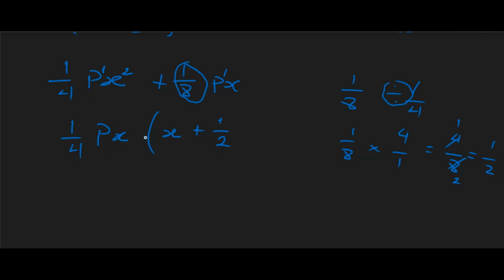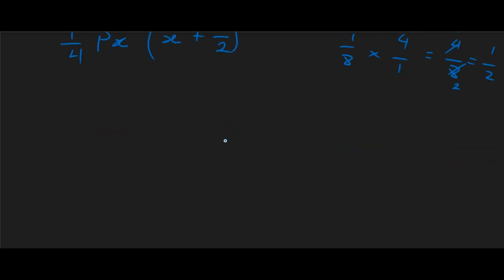And then we come to the variable part. p over p is going to be the same thing, so we don't write anything. x over x is going to be the same thing, so we don't write anything. So that's going to be the final answer: 1/4 px into bracket x plus 1/2. Let's see some more examples here.